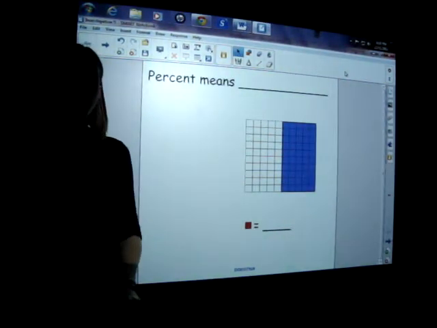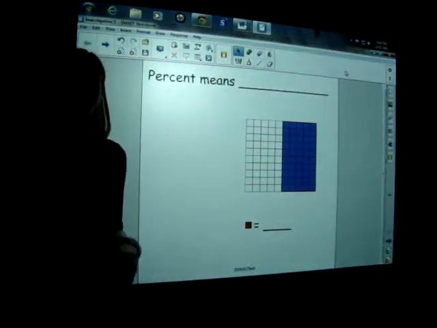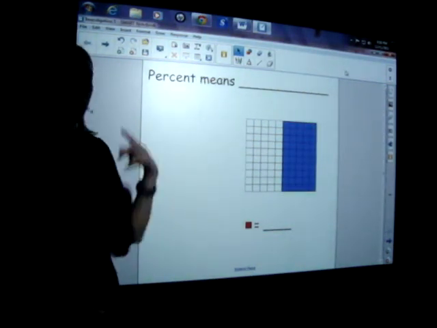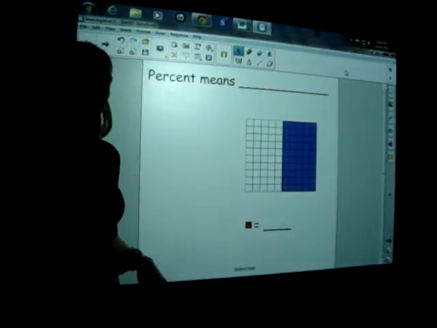In Investigation 5, we're going to work with percents. Well, what is a percent? Percent means per 100.